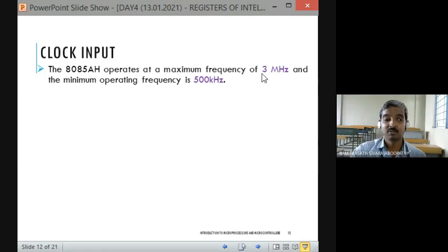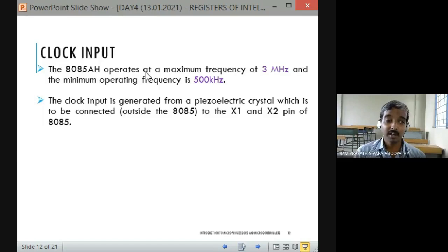Correct? So typically it will be operated at 3 megahertz. Okay, the 8085AH microprocessor is operating at 3 megahertz. Okay, observe carefully. The clock input is generated from a piezoelectric crystal which is to be connected outside the 8085 to the X1 and X2 pins of the 8085 microprocessor. Observe well.